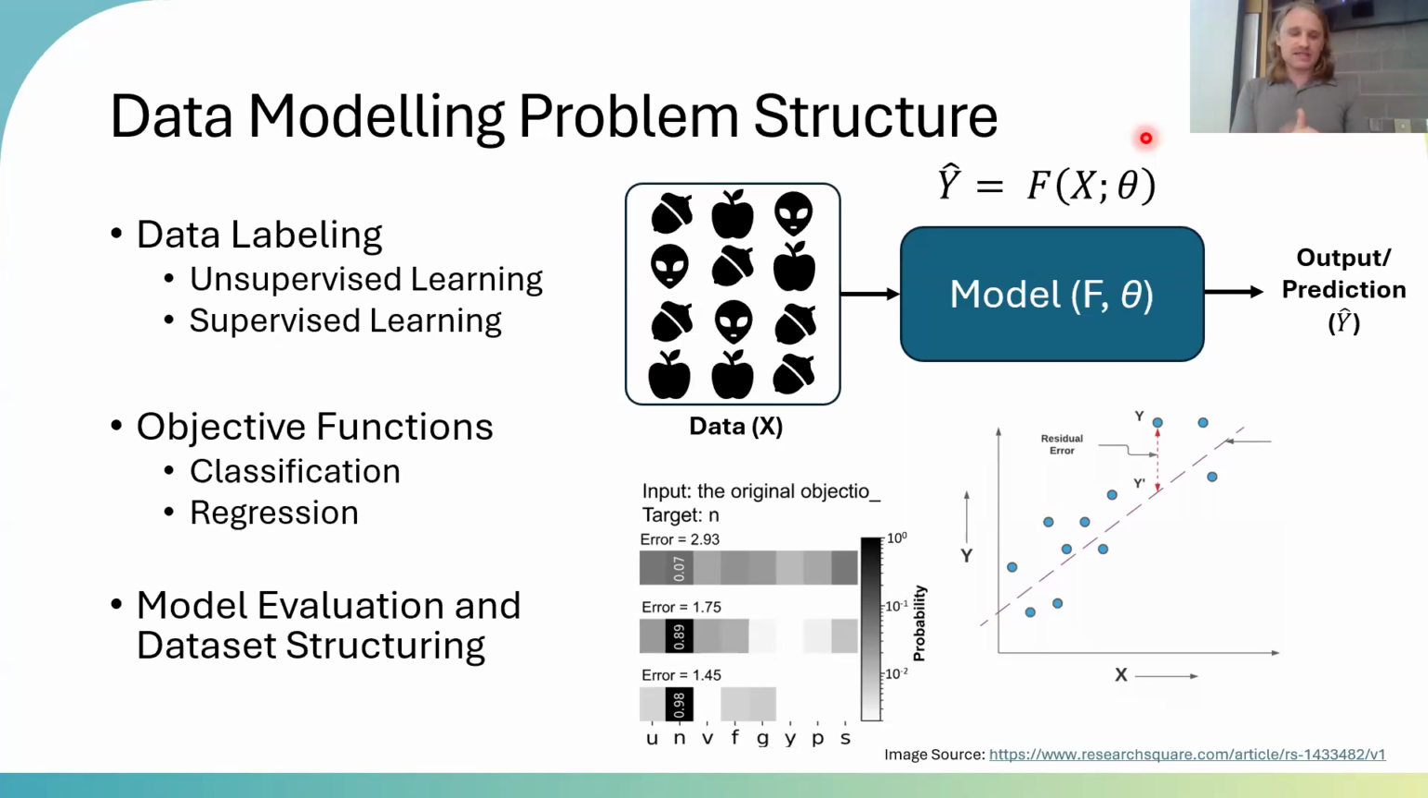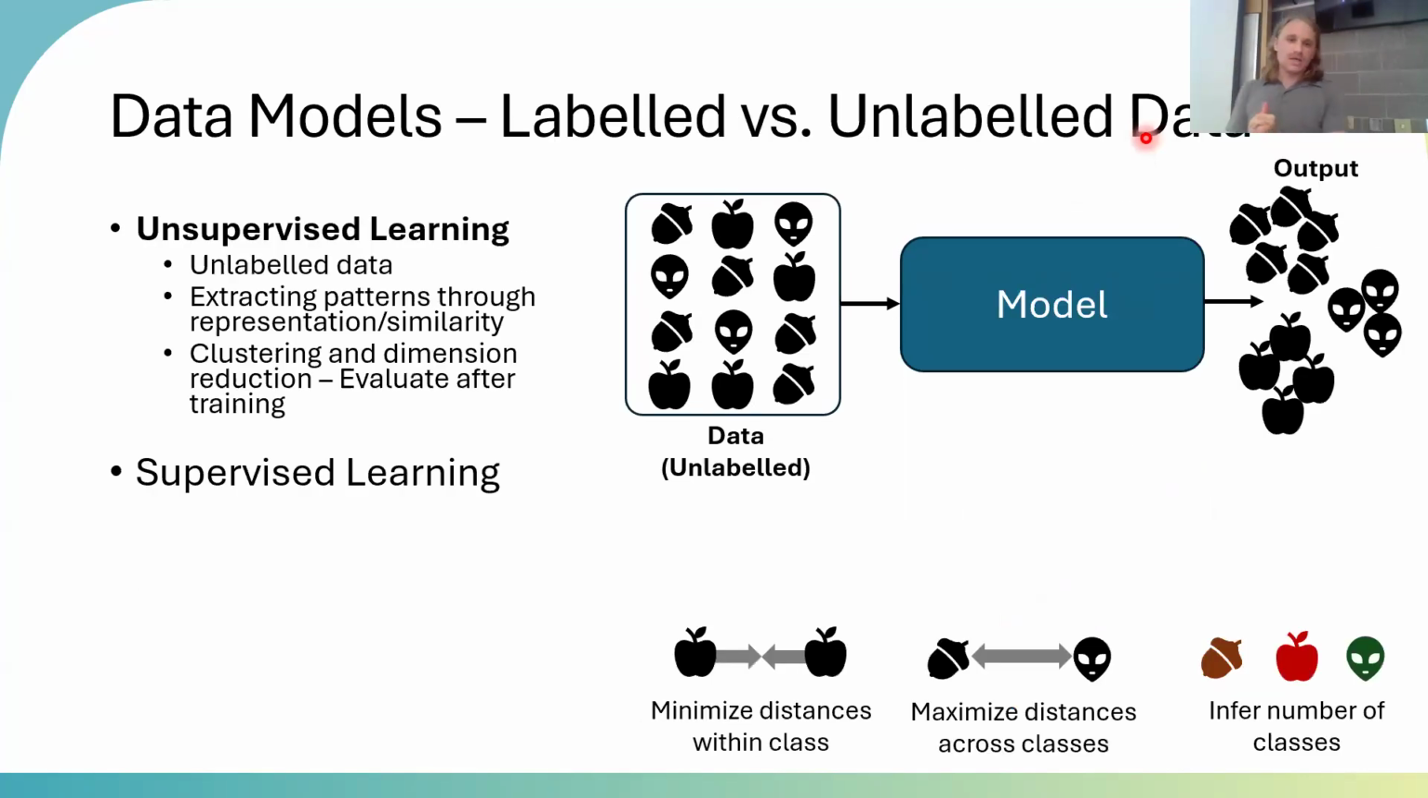And then I'll explain a little bit about what our different types of objective functions are for supervised learning, and then give a very brief overview of how we might evaluate those models once they've been trained and how we'd structure our data to do that. So for unsupervised learning, let's say we have this very cartoonish data set that I've created here, where we have maybe images of 3 different types of things: acorns, apples, aliens.